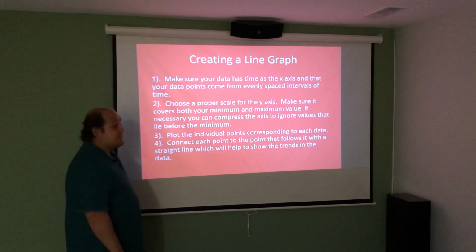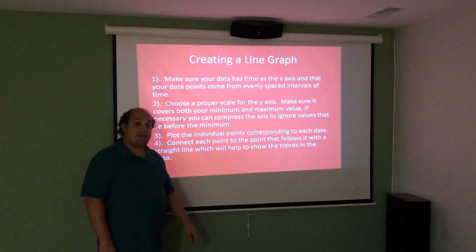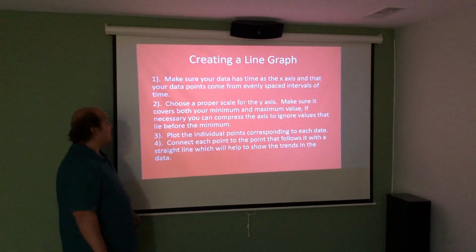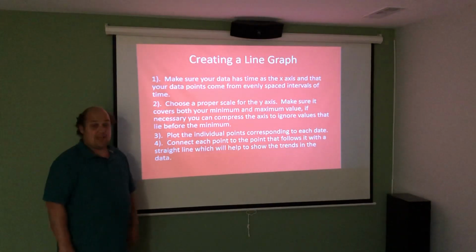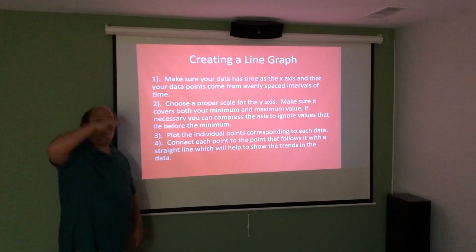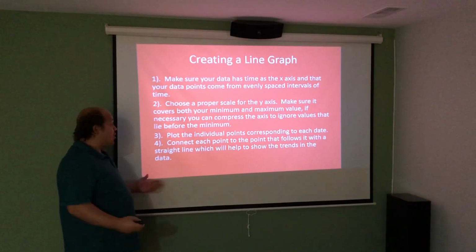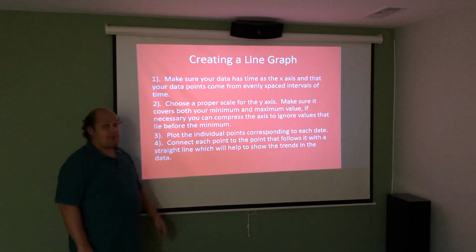leaf. Last type of graph we're going to talk about for quantitative data is creating a line graph. So basically you want to make sure your data has time as the x-axis. A line graph is always measuring some quantity on the y-axis as it compares to time. When we talk about as it compares to time, it can be measured a lot of ways.